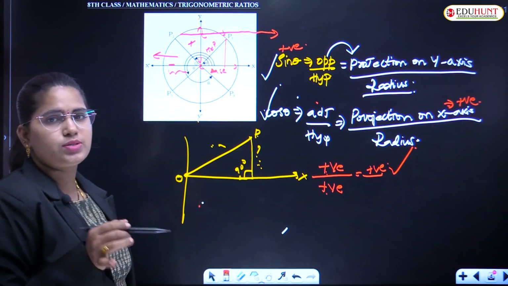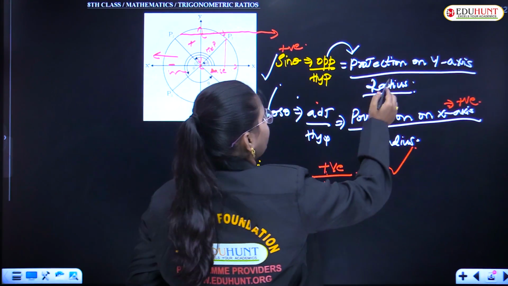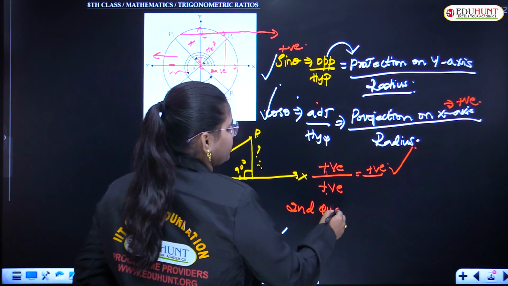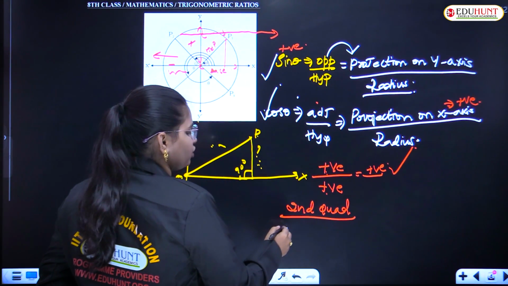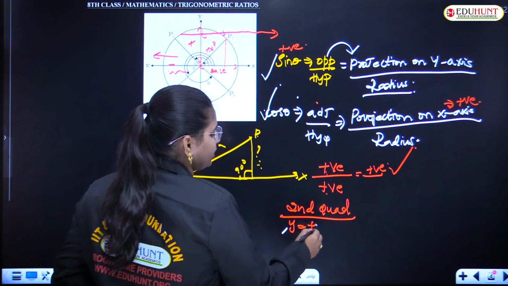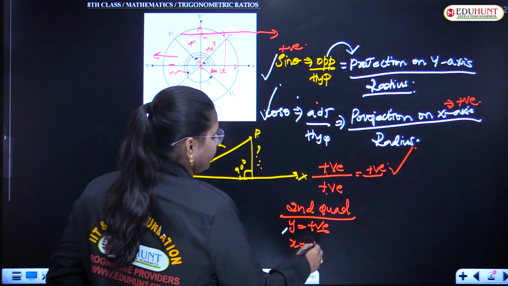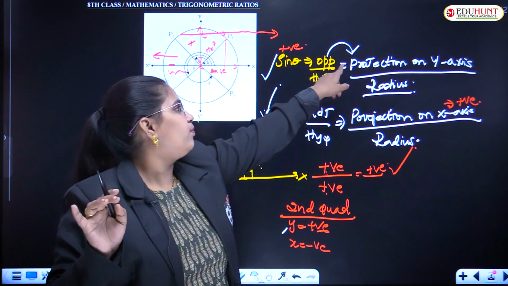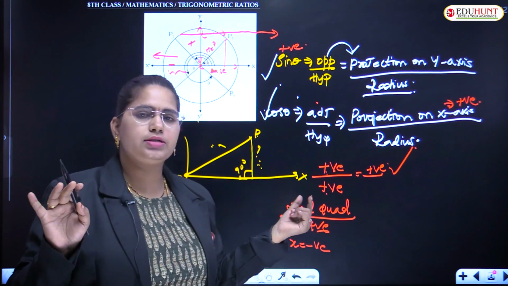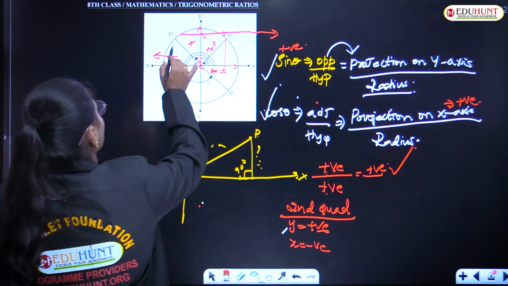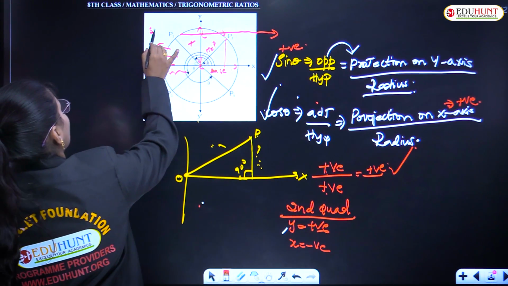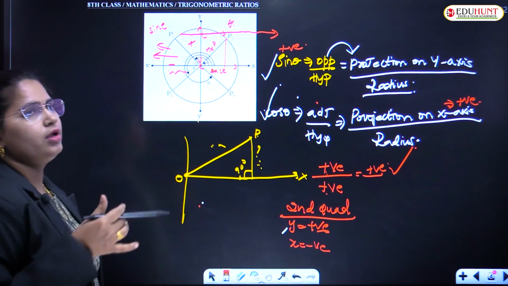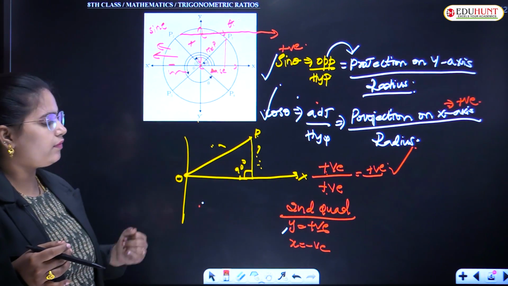If I talk about sine theta, which is nothing but projection on y-axis, in the second quadrant, projection on y is positive, x is negative, and radius is as usual positive. So positive upon positive is positive. So sine is positive in this case.